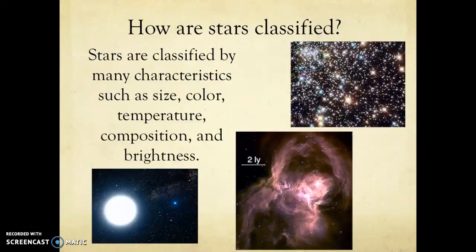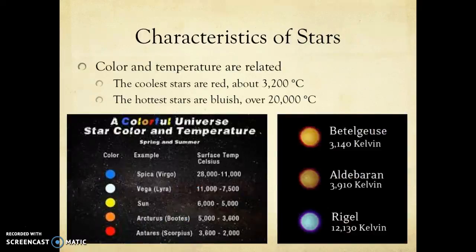Stars are classified by many characteristics, things like their size, their color, their temperature, their composition, so what they're made out of, their brightness. So there's a lot of things that go into classifying stars. So let's talk about some of these characteristics.